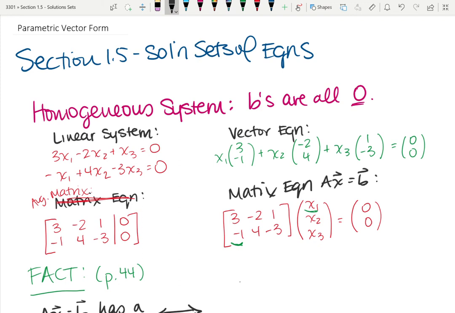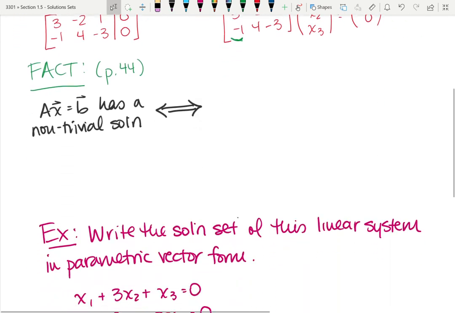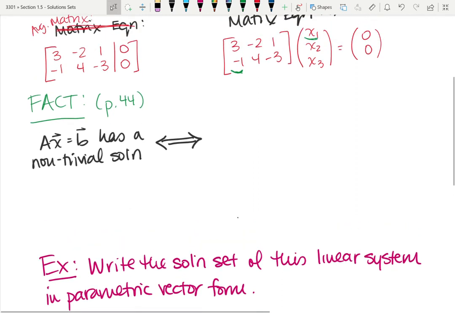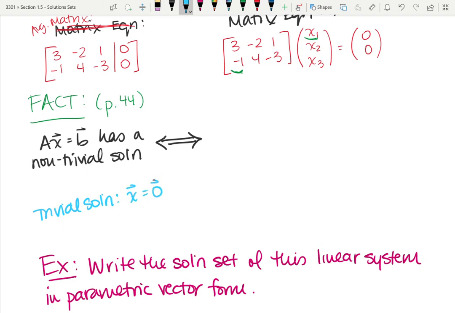All right, so let's look at this theorem that we talked about in class the other day. AX equals B has a non-trivial solution if and only if the following is true. Remember, the trivial solution is just the vector x equals 0. If you plug in 0, 0, 0 for this vector, it's a true equation, since you multiply by 0 and get the 0 vector. So AX equals 0 always has the trivial solution.